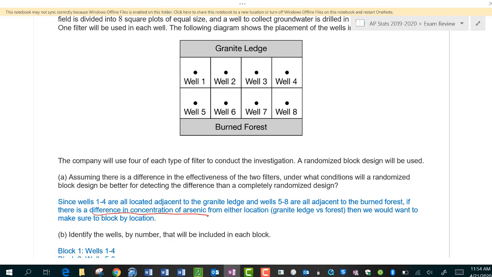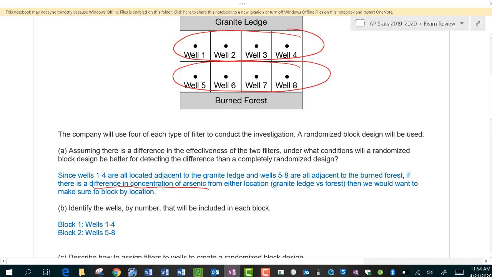One, that there's a difference in location, so that these 4 wells are all directly next to the granite ledge, whereas these 4 wells are all directly next to the burned forest, and that there could be a difference in concentration from the granite ledge or the burned forest. Part B then just says to identify the wells by numbers. So obviously block 1 would consist of wells 1 through 4, block 2 wells 5 through 8.